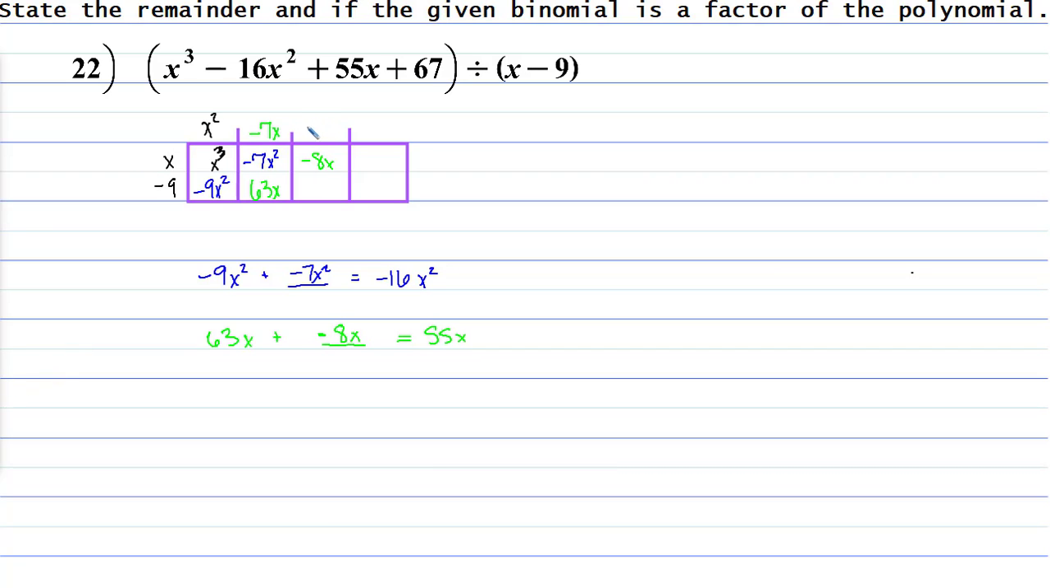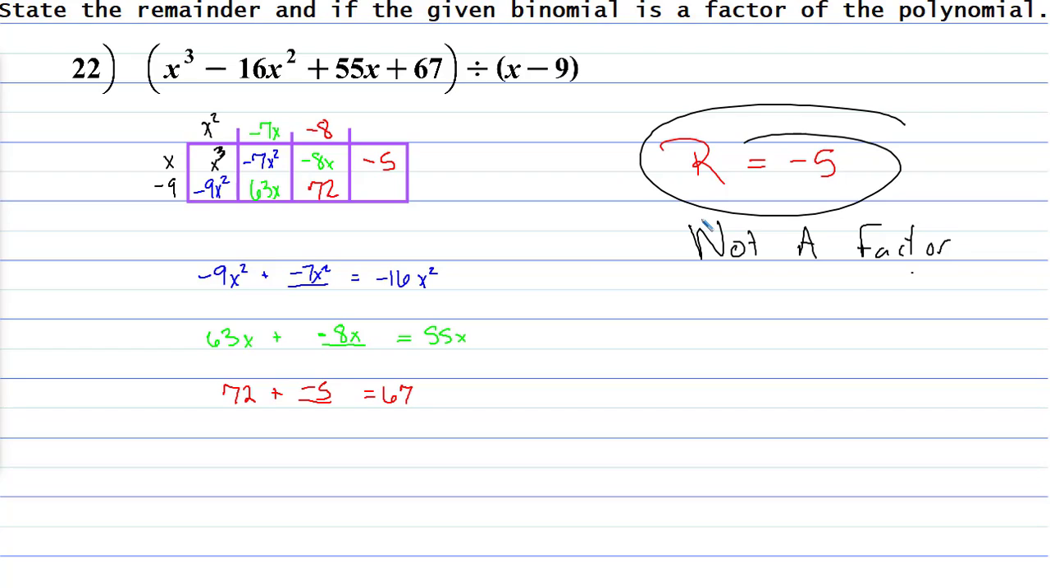And so I'm going to divide to go up. That gives me negative 8. And then I multiply trying to come down. I get 72. So 72 plus something is equal to 67. And so I need to subtract out 5. So my remainder is equal to negative 5. Because my remainder is equal to negative 5, that means this is not a factor. If you have any remainder, if it's negative 5, a million, if it's 3, whatever number, if it's not 0, it is not a factor.